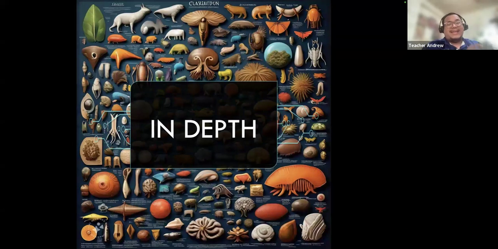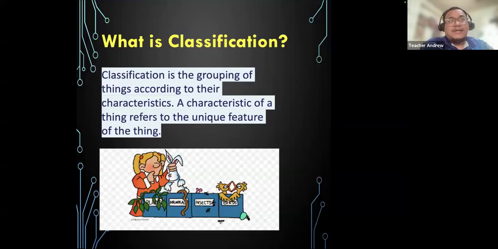Now let's look at the in-depth detail of every topic. All right. The recap part is for you to have a summary of what the chapter is all about. But this portion is about how you understand individual pointers in detail. So let's start. As mentioned earlier, diversity, this particular theme, living things and non-living things materials, is all about classification.